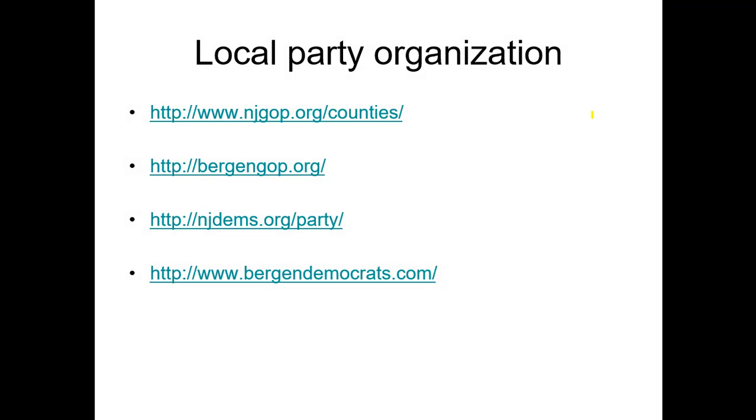Here's a couple of websites for Bergen County Democrats, Bergen County Republicans, and at the state level NewJerseyGOP.org and NewJerseyDems.org. So those are the state level organizations there. Here's the county level organizations there. You can check them out and see what they're doing, asking for donations, perhaps a listing for volunteer help, things like that.